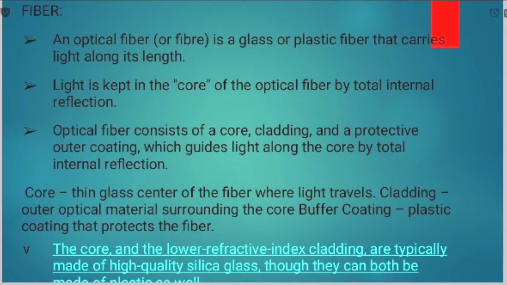The important point here is that the core and the lower refractive index cladding are typically made of high quality silica glass. To reduce the attenuation, we have to ensure that the core has a higher refractive index than the cladding. The cladding material has to be of low refractive index, so we can make it using high quality glass. Both can also be made of plastic.